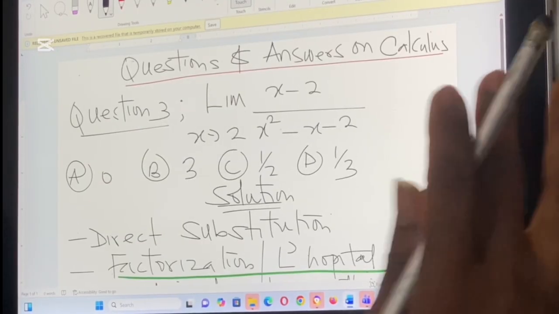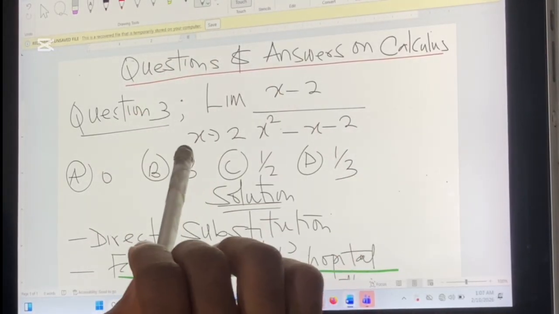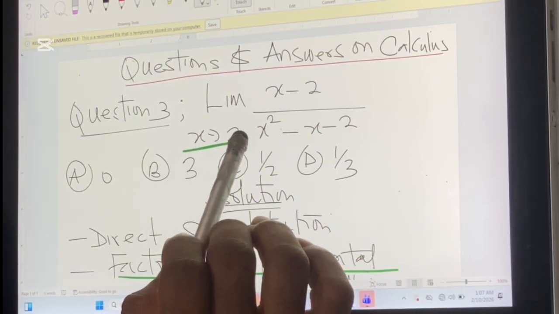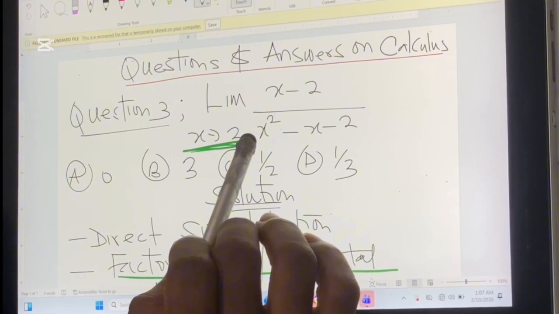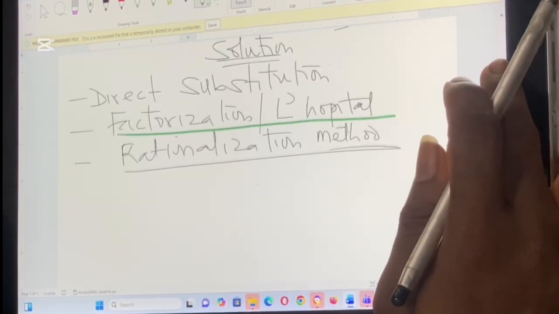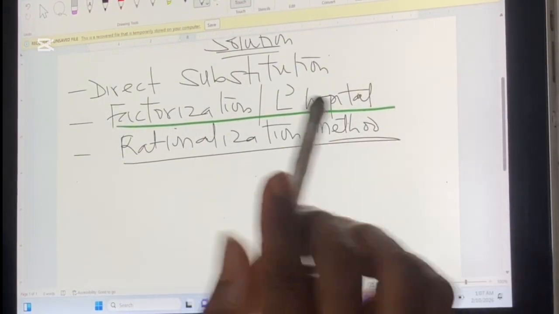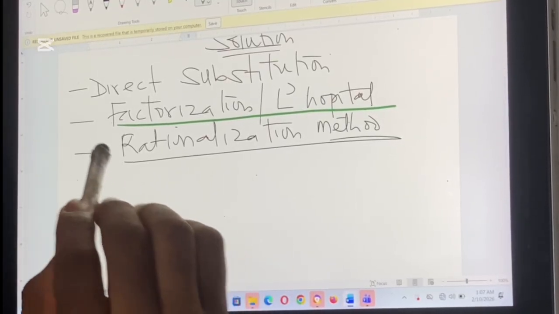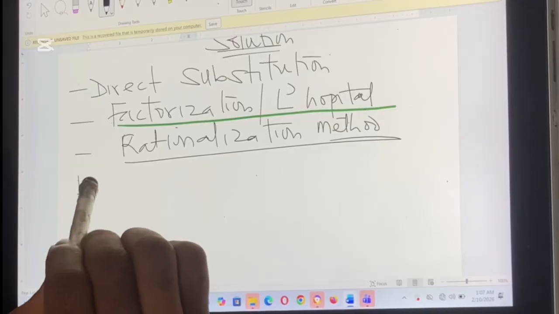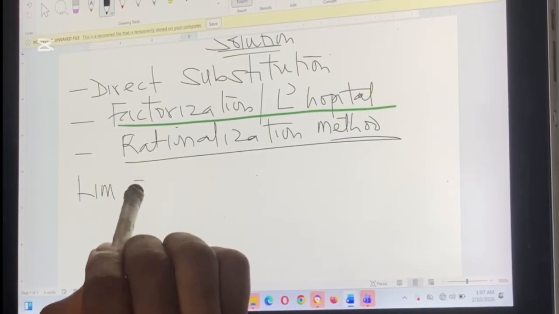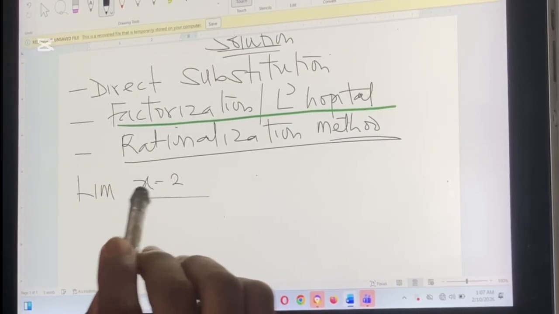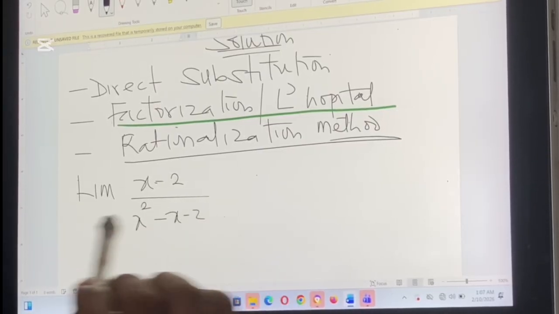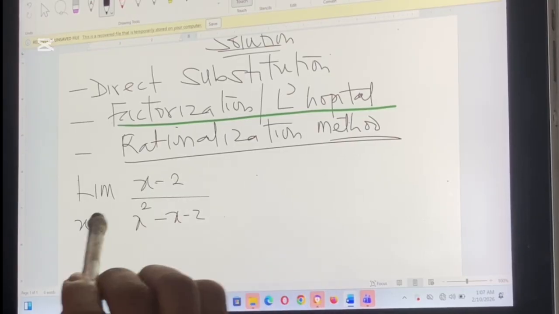The first approach here to use is direct substitution method. Please take note. We have to replace the value of s. This s tends to 2 simply means s is equal to 2. So now let's replace the value of s as 2. When you do that, we'll have something like this, class. This limit will give us limit of s minus 2 over s squared minus s minus 2 as s tends to 2.